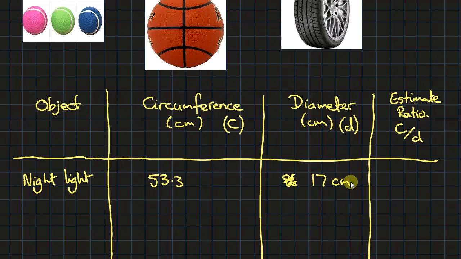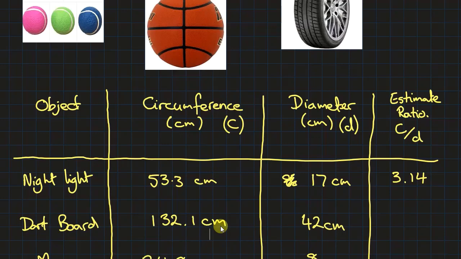Take a calculator and do the division, and we get 53.3 divided by 17. Gives me, we only need two decimal places, and I get 3.14. That's incredibly lucky. I'll go off and do a few more objects and come back to you in a few minutes.